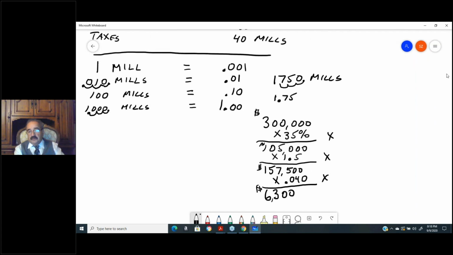Anybody have any questions? Now, again, the taxes for the year is $6,300. If I want the first installment, I divide that by 2, which is $3,150. If I want to know what the monthly taxes are, I divide it by 12. Let's see, 12 divided into 6,300. No, it's not 540. It's like 525 or something like that. So I just want you to get that.